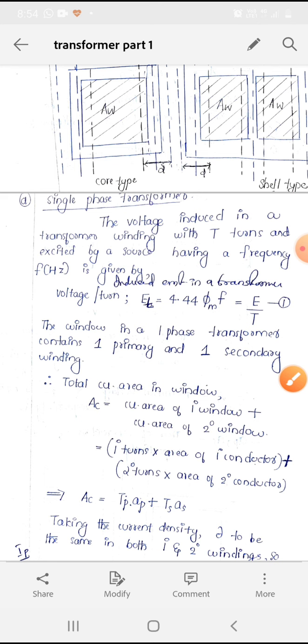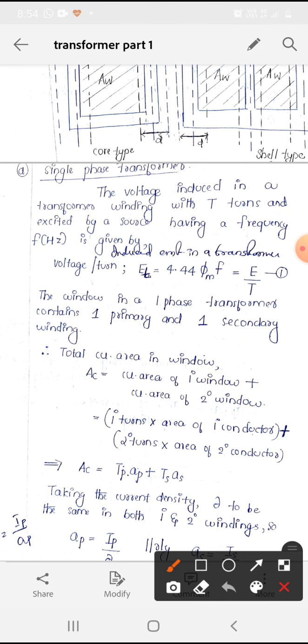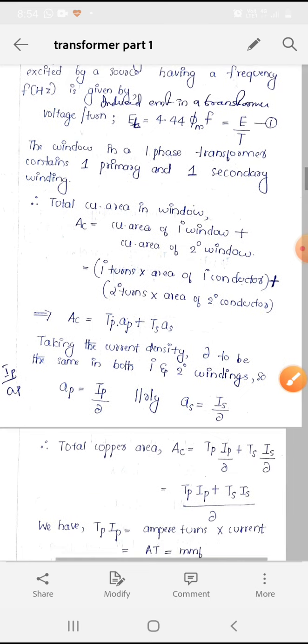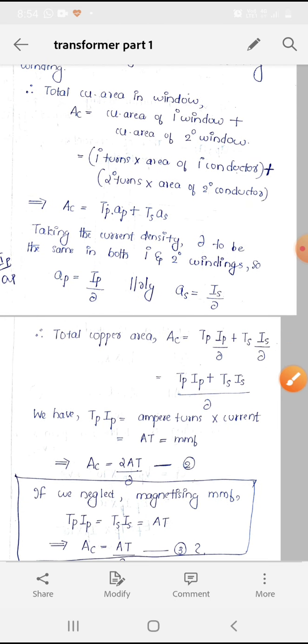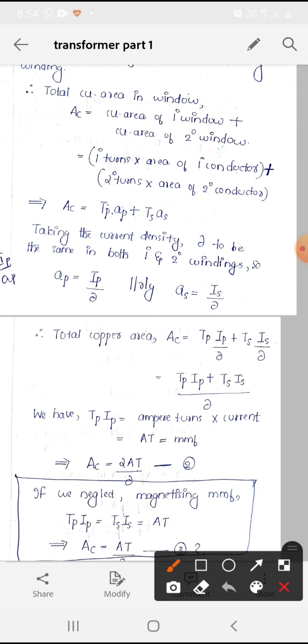Okay, so continue with the derivations. First we need to know the induced EMF in a transformer, then the total area of copper in a window. That we got as AC is equal to TP AP plus TS AS. So we all know that area is equal to current divided by density, isn't it? So like that, AP, the area in the primary section, is equal to IP by delta. Similarly, the area in the secondary winding is equal to IS by delta.